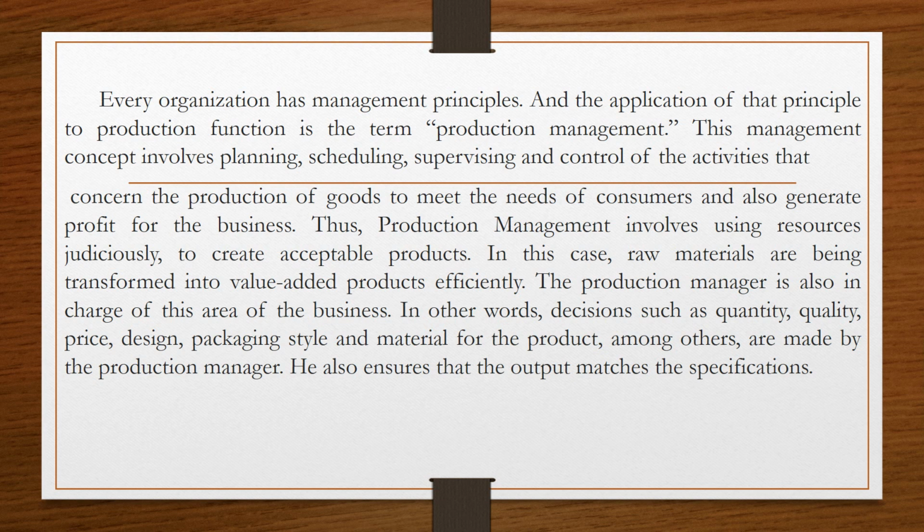And when we attach management as a word there, what do we do? During this process, we try to manage everything. When we talk about managing, it means we are planning, scheduling, supervising, controlling, and so on. All the activities we take up related to management in this particular area of manufacturing. Thus, production management involves using all kinds of resources very judiciously to create a product that is acceptable to the consumers. In this case, raw materials are being transformed into some kind of product, adding value at each stage.